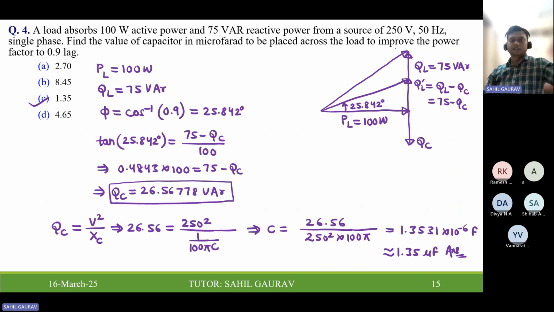This is single phase, so there is no problem. But if it is three phase, then you have to multiply by 3. QC equals 3 into V phase square by XC. Since it is single phase, there is no need to worry. But in three phase, the total reactive power being supplied by the capacitor bank is 3 into V phase square by XC.